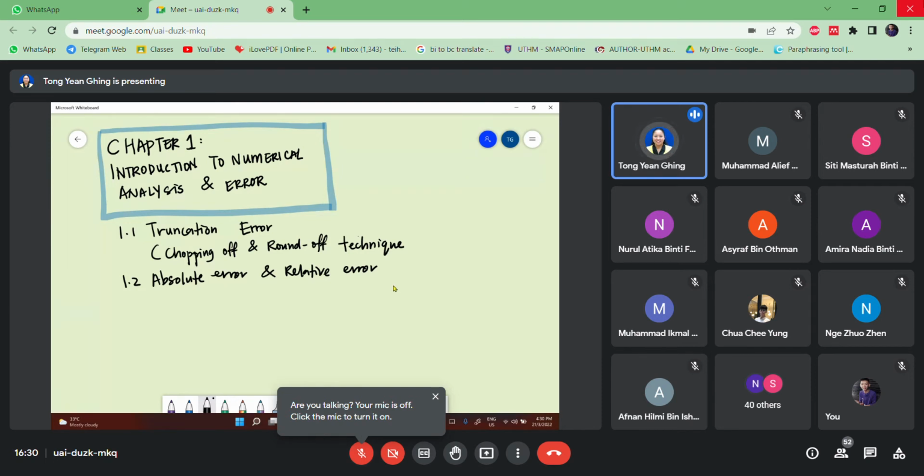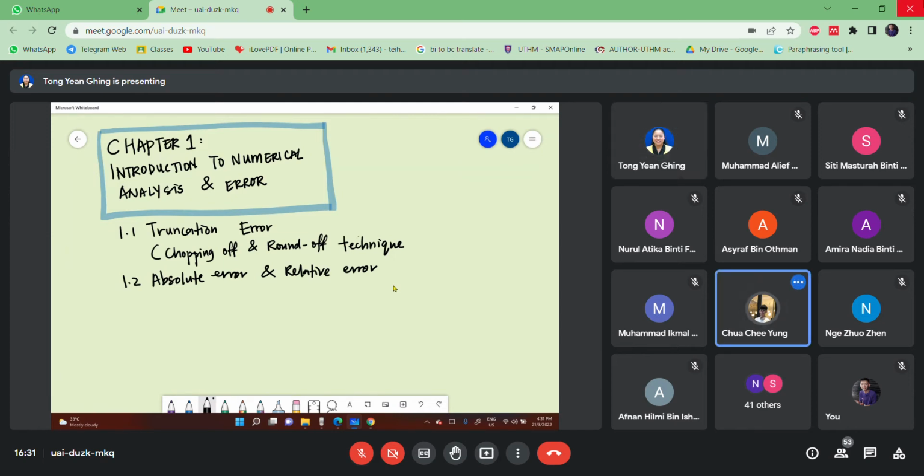Okay, do you know why we learn this numerical method? Any idea or not? Why do we learn these numerical methods? Tak ada. Semua diam je. Saya seorang ke dalam kelas? Don't know. Don't know. Okay.